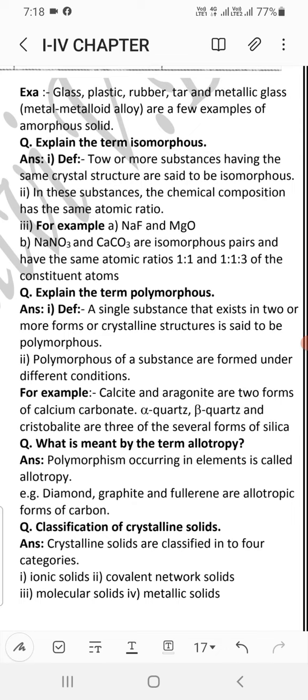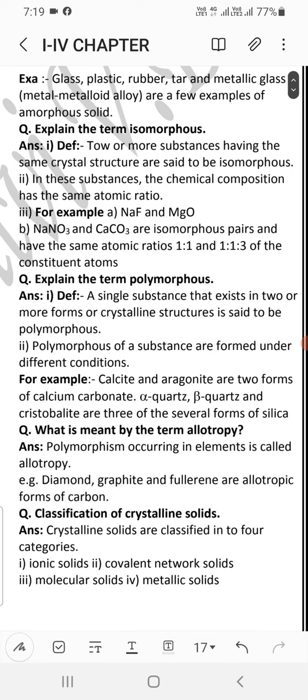First one ionic solid, second one covalent network solids, third one molecular solids, and fourth one metallic solid. These are the 4 crystalline forms of classification of crystalline solid. Crystalline solids are classified into 4 categories.